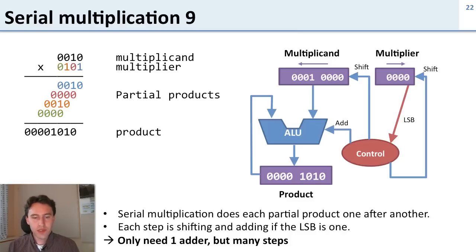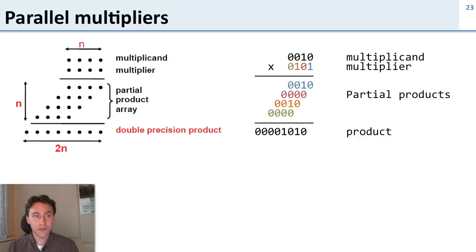The benefit of this is we only need one adder, because we're only doing one at a time, but we need many steps. If we're multiplying a 32-bit by 32-bit, we're going to have to go through 32 different steps, that's 32 cycles, to get that multiplication done. You can imagine how much that will slow down a processor.